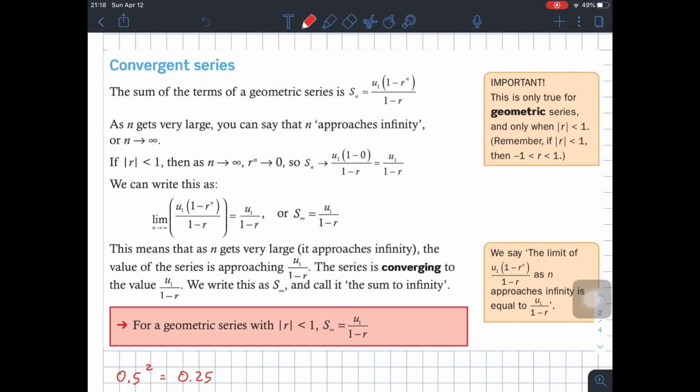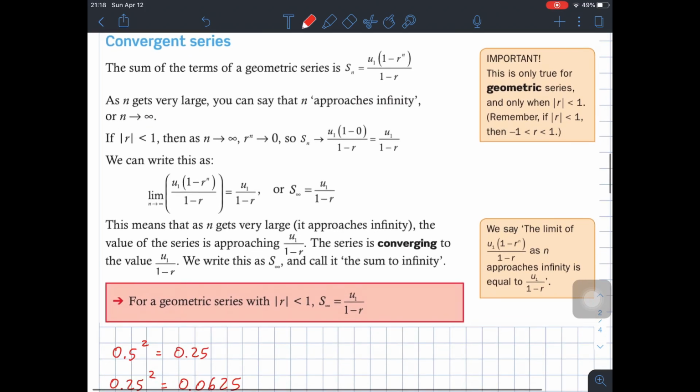So it says, as n gets very large, you can say that n approaches infinity, that means n tends to infinity. That's how we interpret the arrow there. N tends to infinity. If the common ratio is less than 1, then as n approaches infinity, r to the power of n approaches 0.